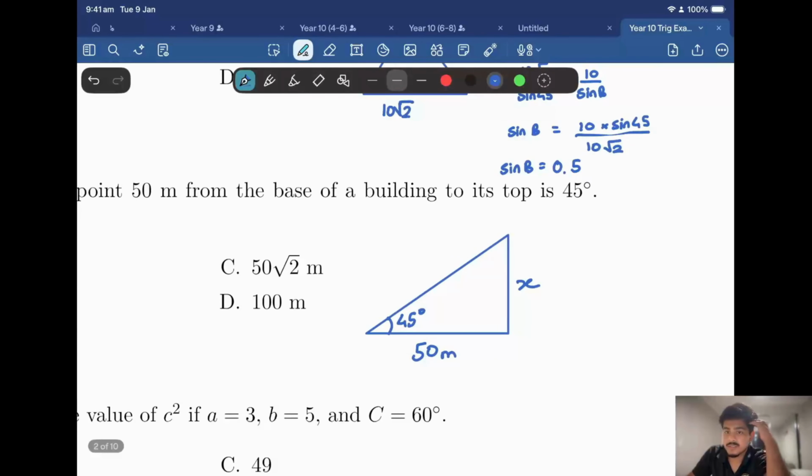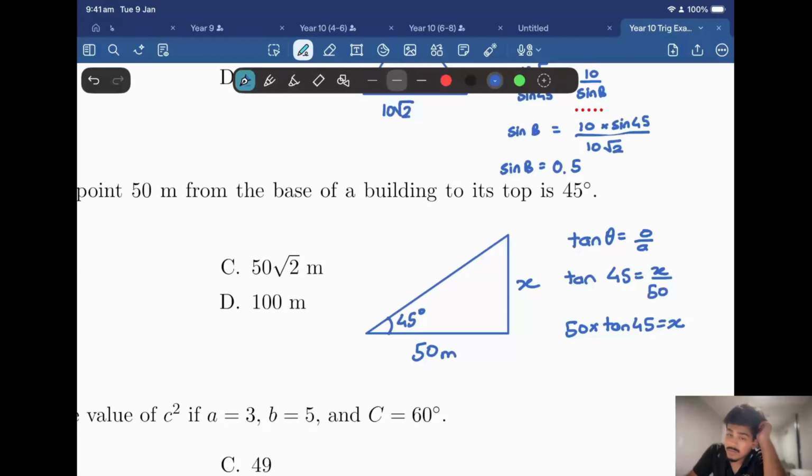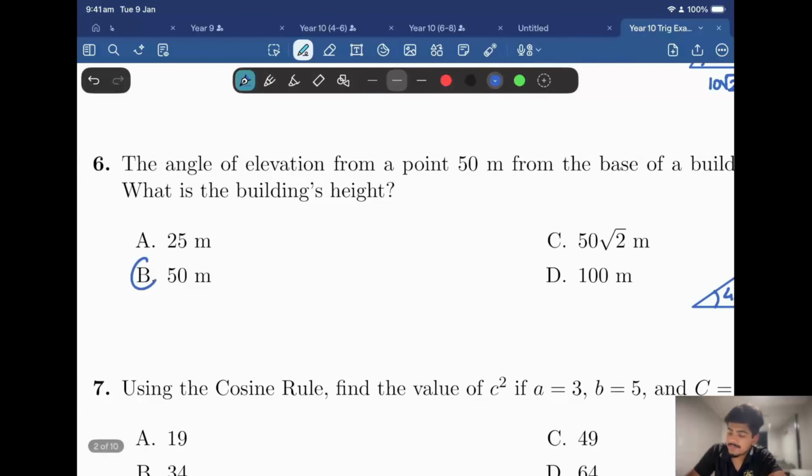Okay, so how do we find that? Well, we're given opposite and adjacent, so that's going to be tan theta. So tan theta is opposite over adjacent. Tan of 45 is equal to opposite, which is x, over 50. So you get 50 times tan 45 is equal to x. Okay, so put that in your calculator. 50 times tan 45, you're left with 50. Okay, so your answer is just 50 meters.